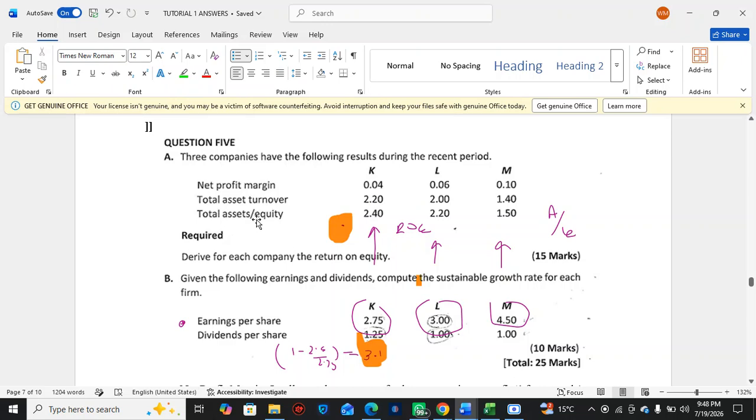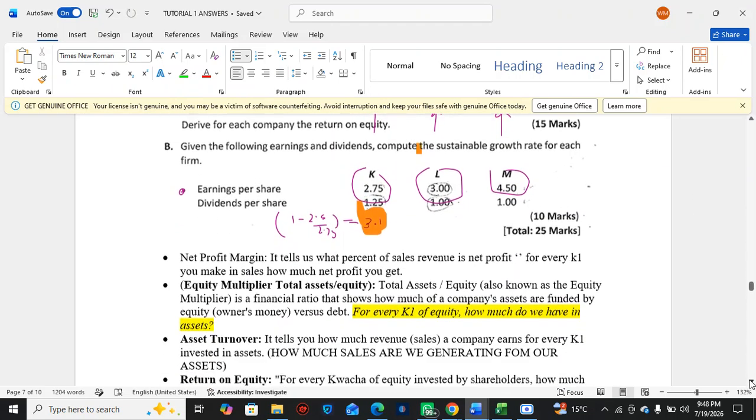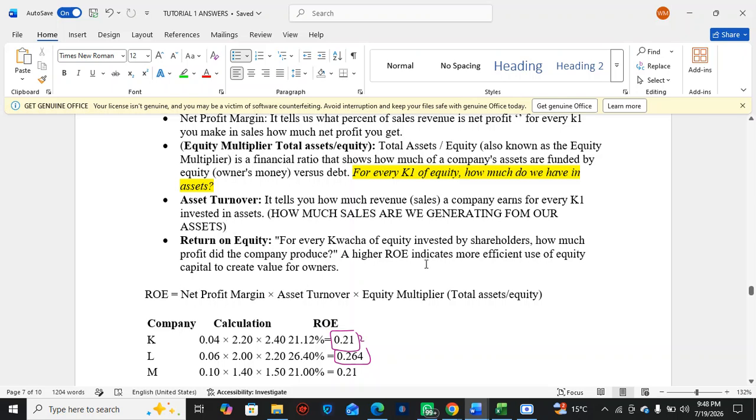Then this total assets over equity. You just want to find out how much of your assets are financed by the shareholders' money. Okay. Total assets over equity, also known as the equity multiplier. Okay. For every 1 kwacha of equity, how much do we have in assets? So it's basically about getting assets from the shareholders' money.